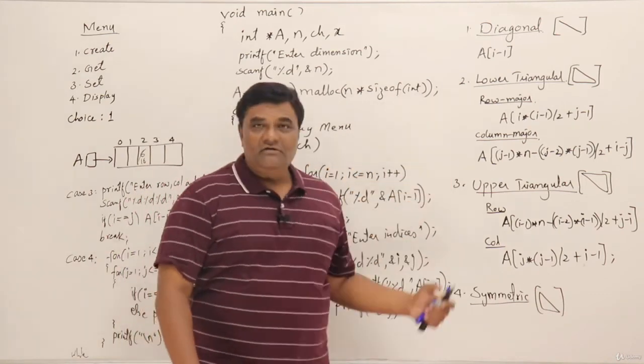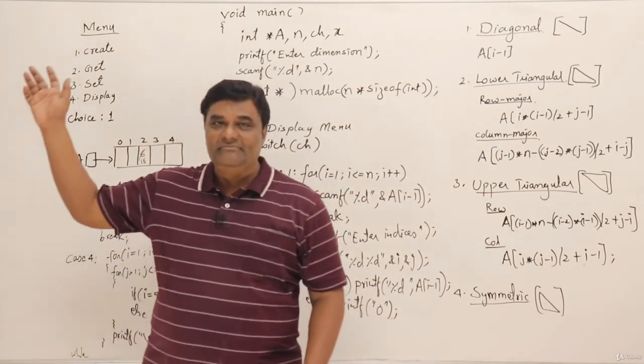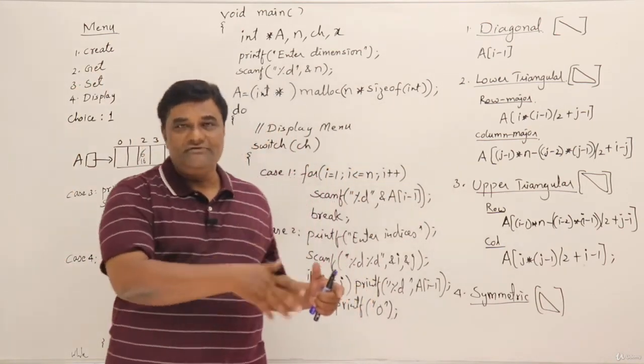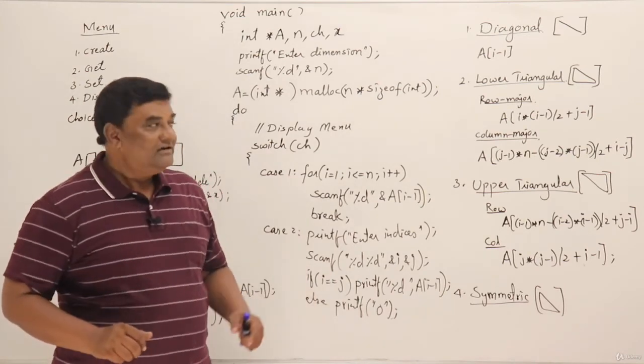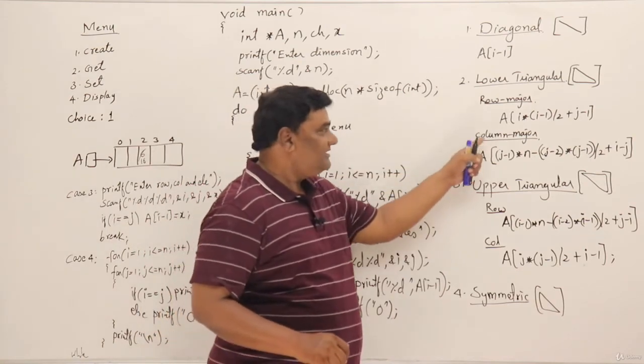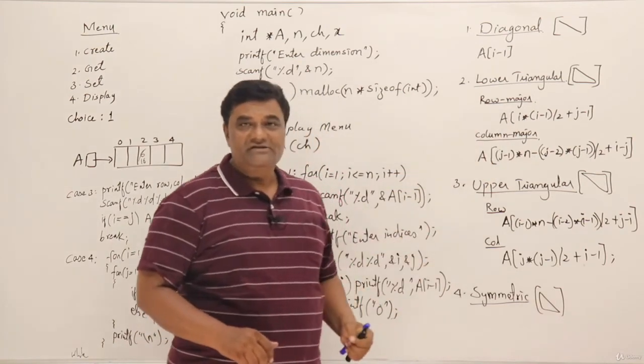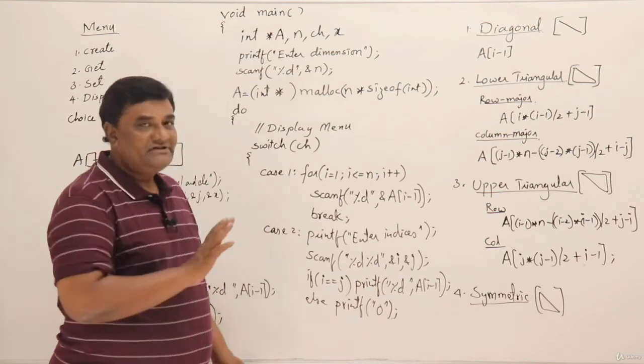Now for lower triangular also, I want to provide same options in a program, so the working of a program will be same, but it will be for lower triangular matrix. So in a lower triangular matrix, there are two formulas, row major and column major. So if we take row major formula, then here the formulas will change.